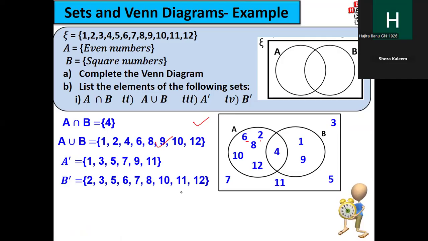Okay, now if I ask you to shade B complement, what you will be shading? Can you tell me that? I will shade the A part, but not including the intersection, and the rectangle. Right, the A part and the rectangle.